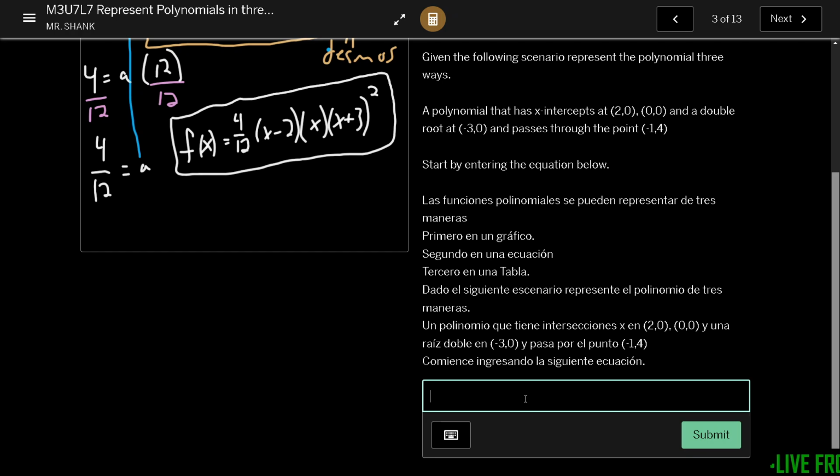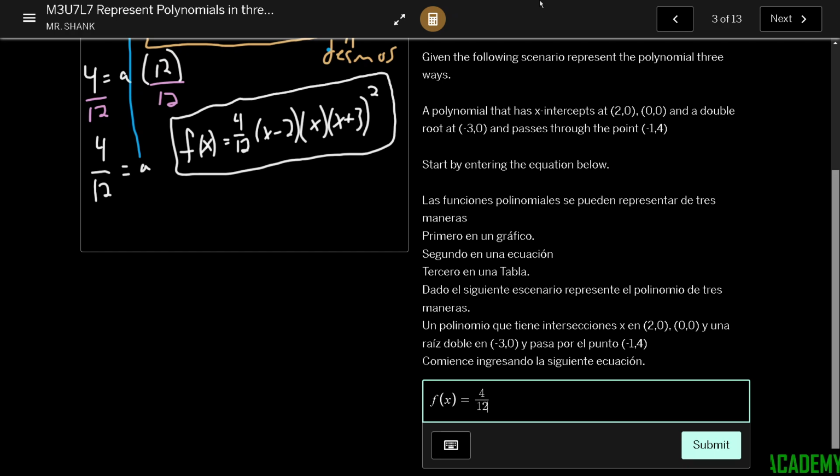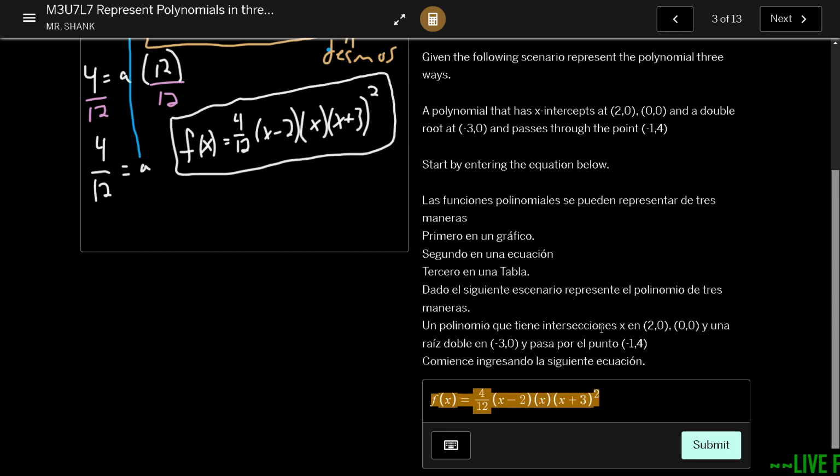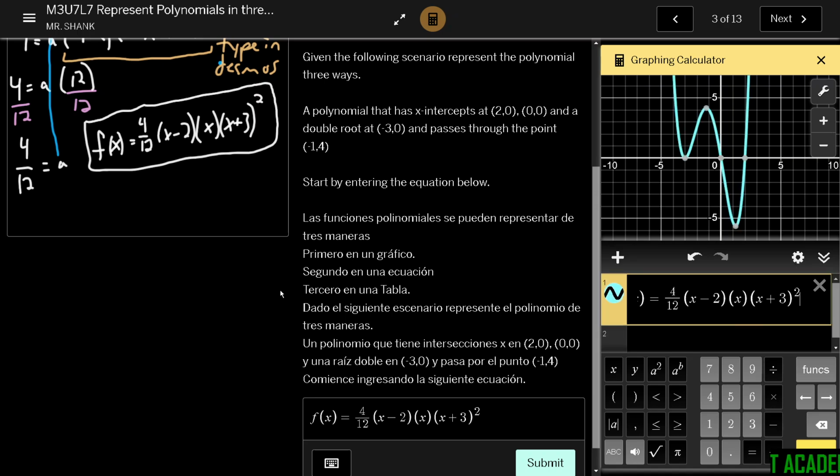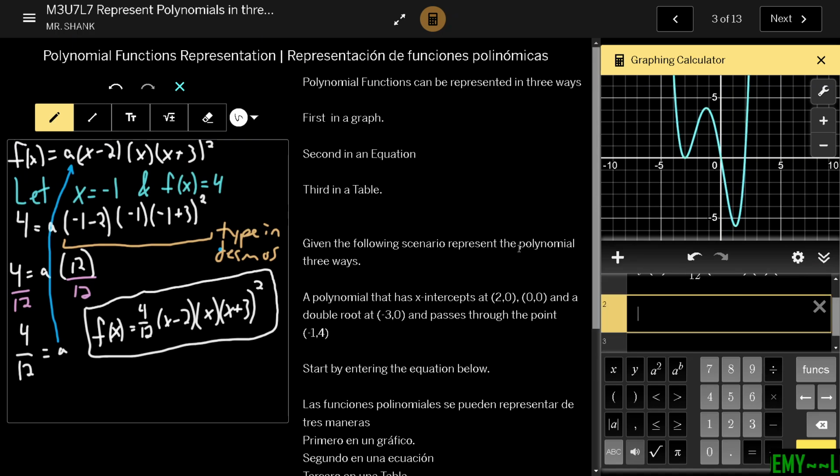Or actually, I guess I can type it in here, but I need to make sure that it is correct. So I'm going to type it in. I'm going to copy and paste it into the graph to see if it goes through those points that I needed to go through. So you want to make sure that you're graphing it out and checking, because a lot of people are just going to say, hey, it goes through the x-intercepts, it's good, but we are mainly looking at, does it go through that extra point of negative 1 comma 4?